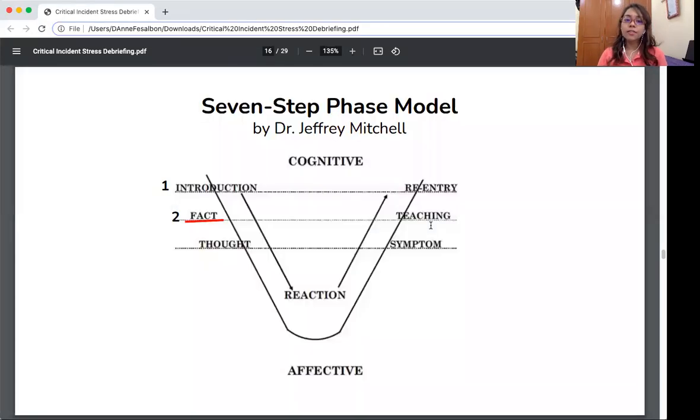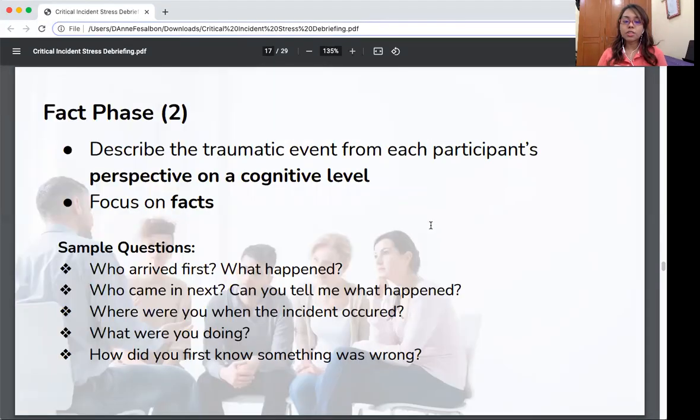And the second phase is the fact phase, which describes the traumatic event from each participant's perspective on a cognitive level. This usually focuses on the facts, as it is mentioned there. Key questions here can include who arrived first, what happened, who came in next, can you tell me what happened, where were you when the incident occurred, what were you doing, how did you first know something was wrong.